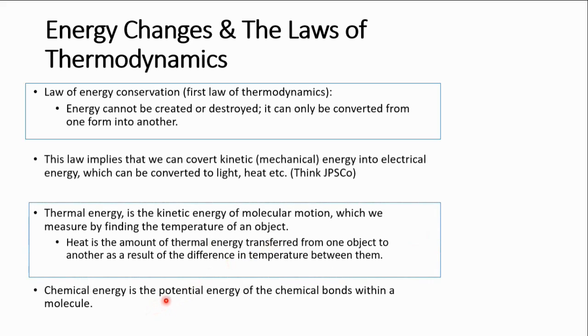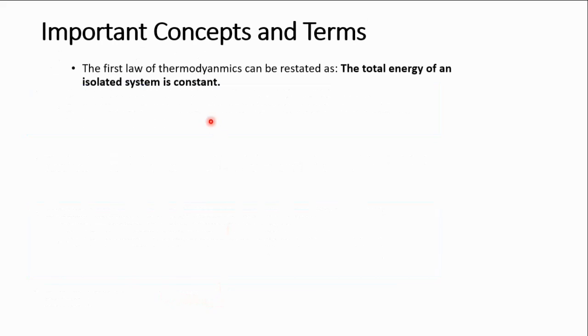Now, chemical energy is the potential energy stored in chemical bonds. All right? Now, the first law of thermodynamics can be restated then as the total energy of an isolated system is constant. All right? So we have restated the first law of thermodynamics by saying the total energy of an isolated system is constant.